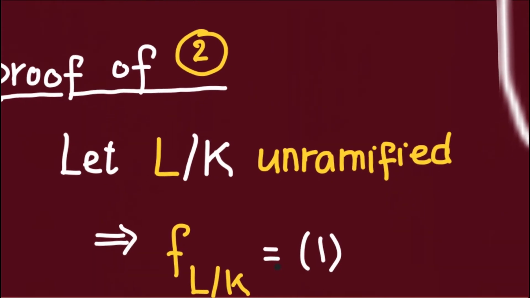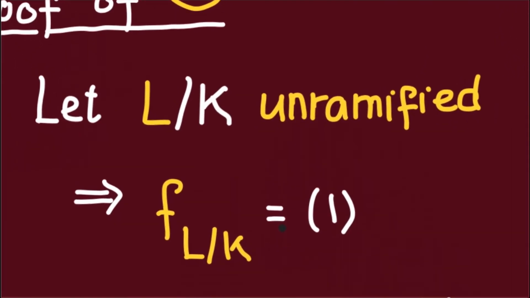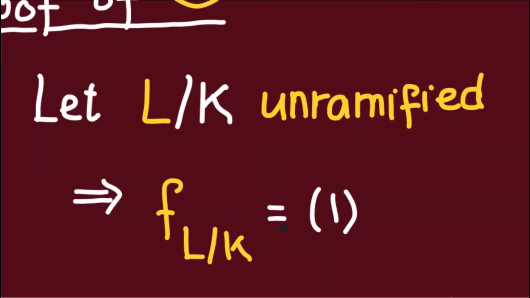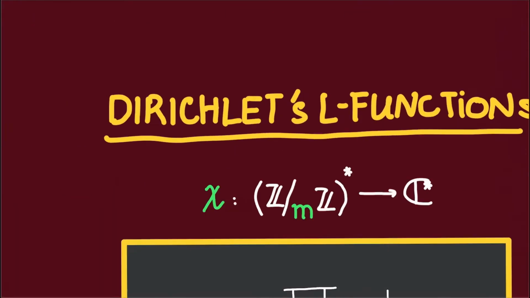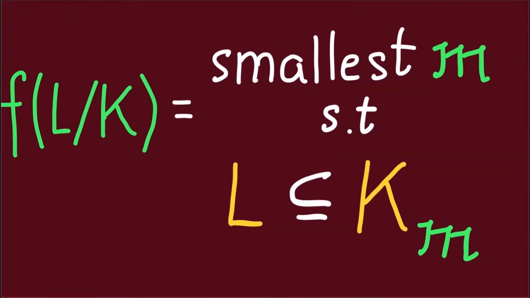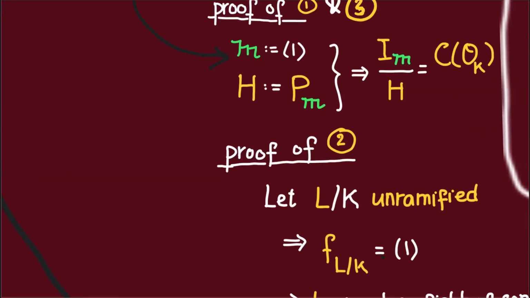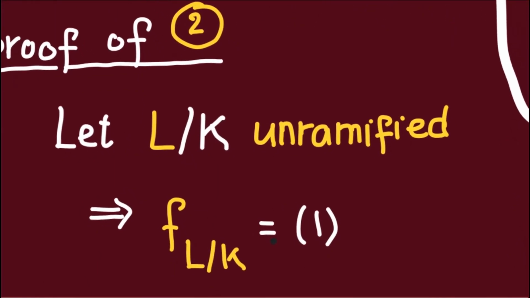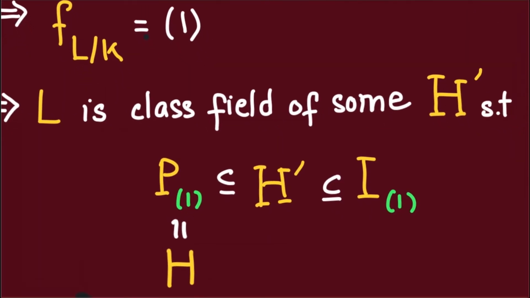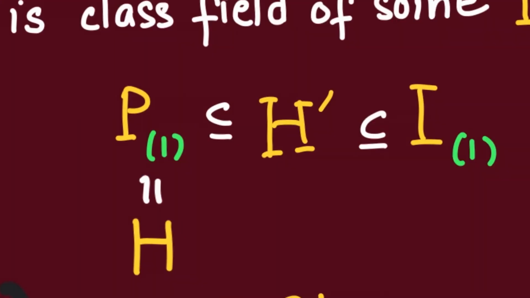Therefore, for L over k to be unramified, we must have that its conductor is trivial. But now recall that the conductor of L over k was defined to be the smallest modulus m such that L is contained inside the ray class field corresponding to the modulus m. Therefore, we must have that L is contained inside K1, and thus its corresponding ideal group must have modulus 1.